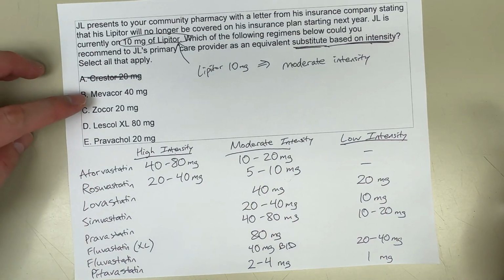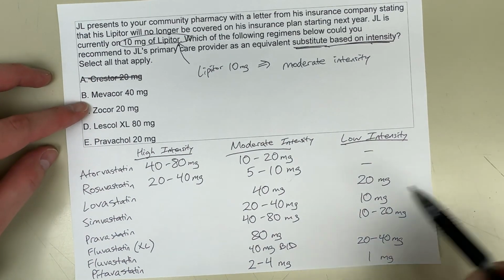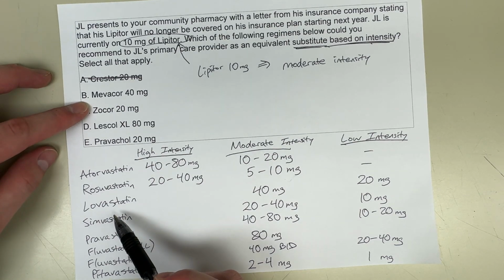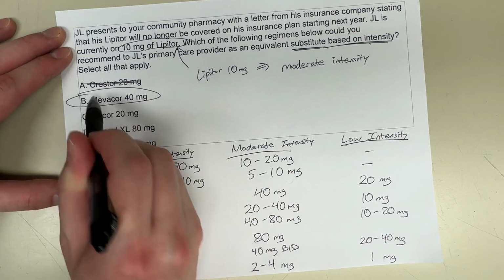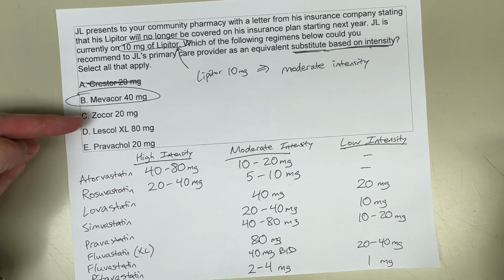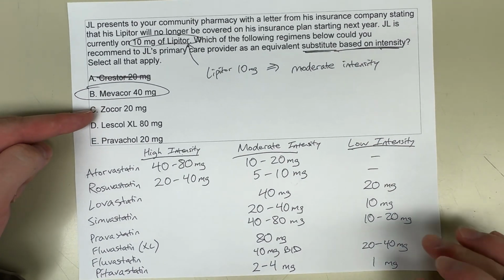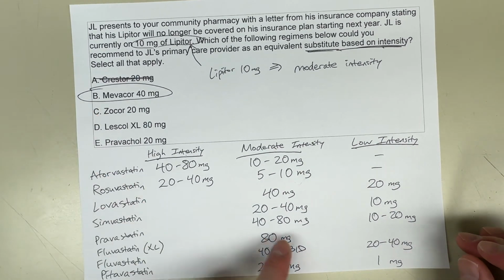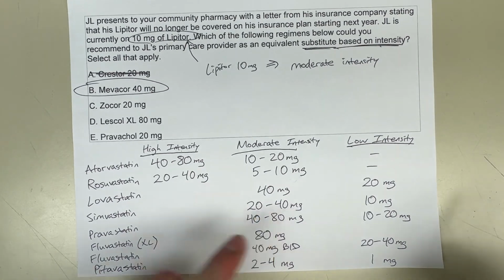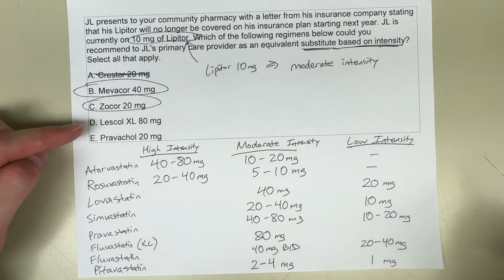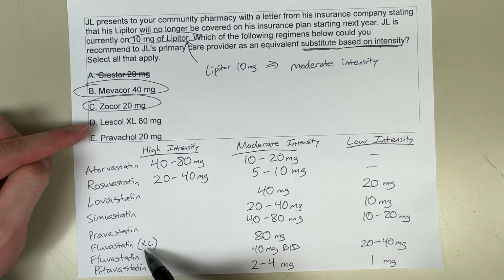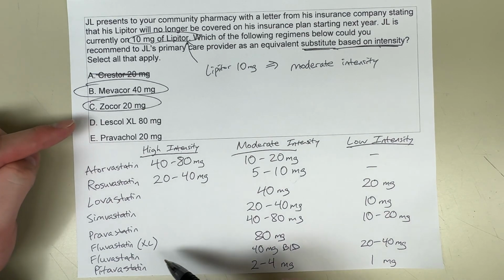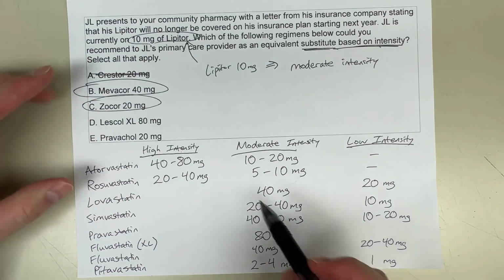So next we got Mevacor, which is also known as lovastatin. And lovastatin moderate intensity is 40 milligrams. So this is correct. And then we got Zocor, which is simvastatin. So make sure you memorize the brand and generic names. Simvastatin 20 milligrams is considered moderate intensity. So that's correct. And then we got Lescol XL 80 milligrams. That's also known as fluvastatin extended release. And the extended release only comes in moderate intensity, which is 80 milligrams.